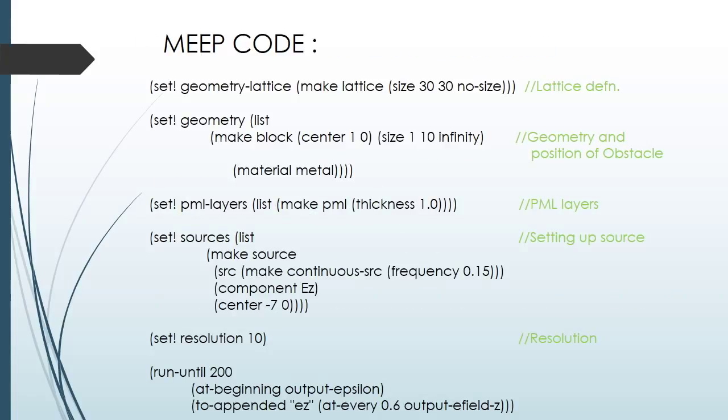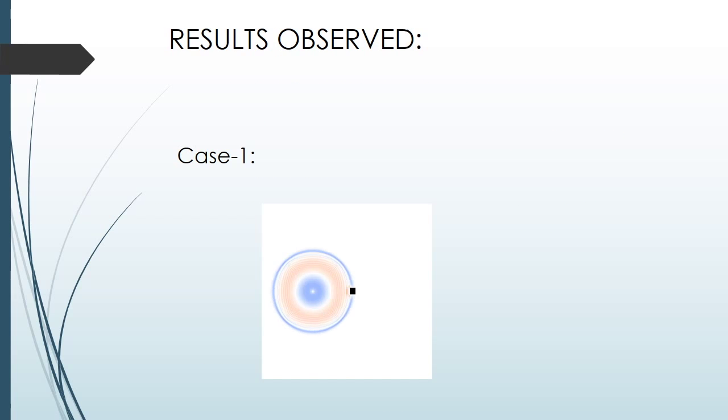Here, the MEEP code used is shown below. We have set appropriate values for the lattice, the geometry and position of the obstacle, and for the perfectly matched layer thickness. Then we set up the source and set the resolution to a proper value. Then we have run this code in MEEP. The following observations and results are made.